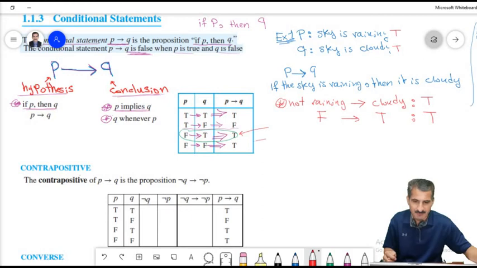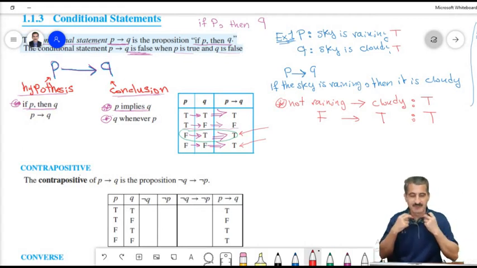If we say it is not raining, then it is not cloudy, that's a good statement. That's a true statement. No problem with it.